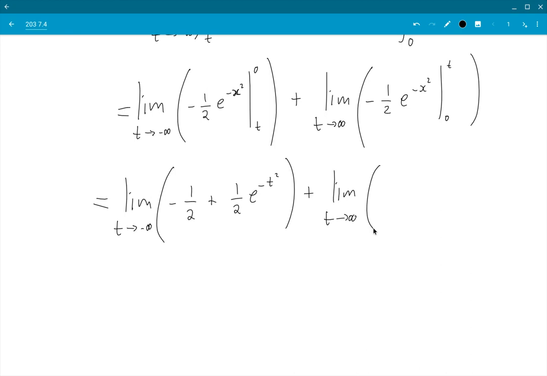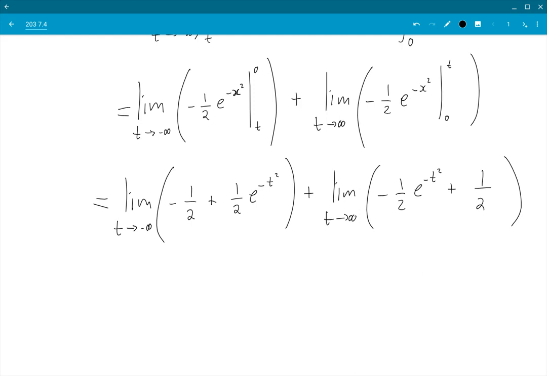So what's happening over here? Negative a half e to the minus. There's a squirrel outside my window. It's like 2 feet away from me. It's very off-putting. Plus a half.